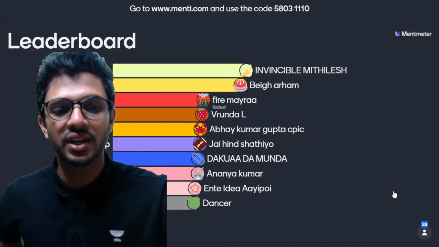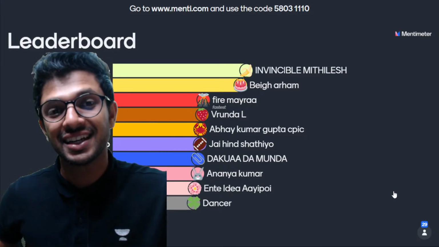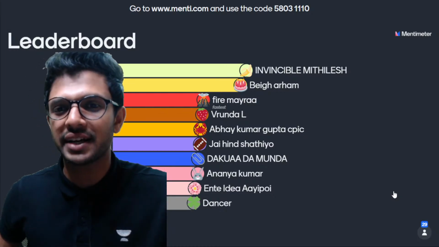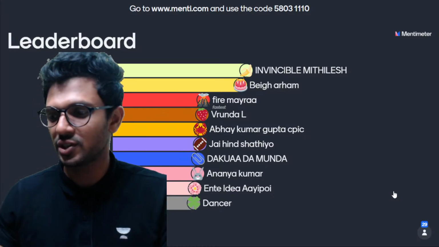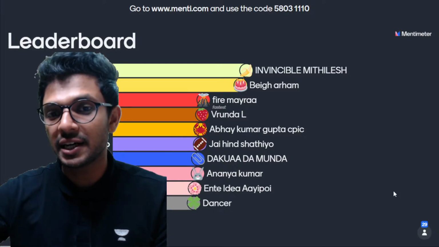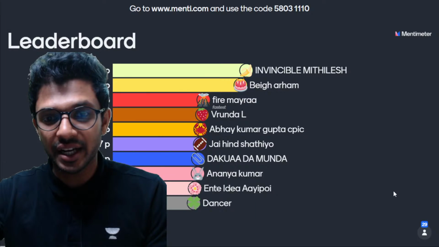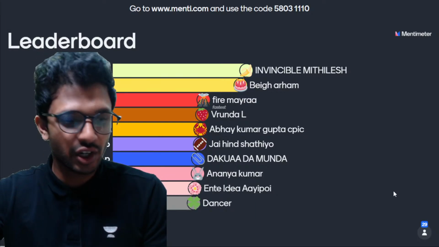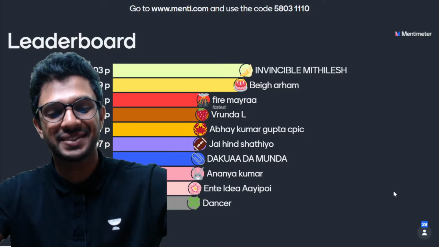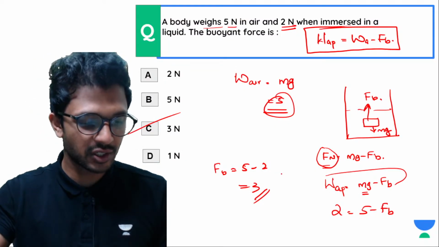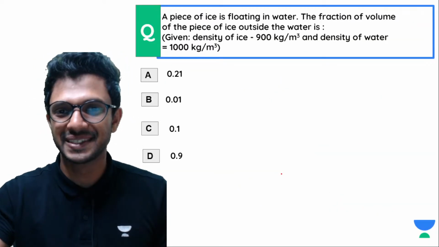Invincible Mithilesh still holding the first position. Good, Mithilesh. Keep on holding that position till the end, okay? And others, what do you all have to do? As I told you, keep on fighting for that first position. Being Arham, Fire Mera, Vrinda, Abhay, Jai Hind, Takwa, Ananya, Idea, Dancer, good? Awesome. I think we have so many 12th standard students also here in the class. Good to have everyone here in the class.